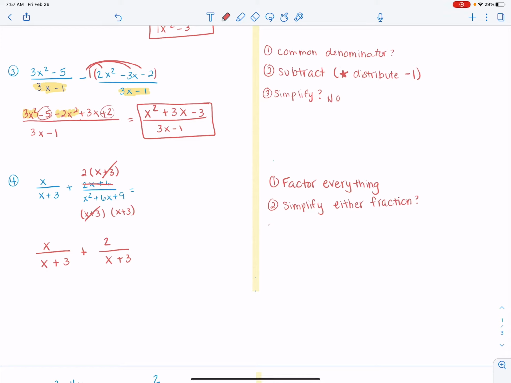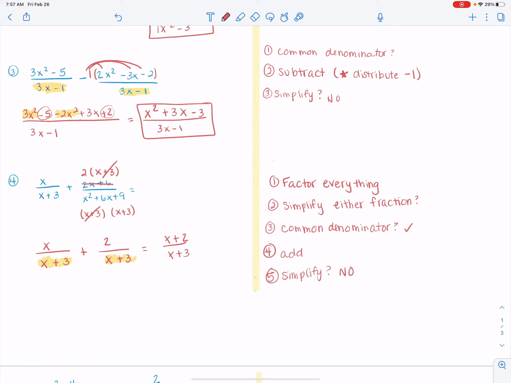Okay, so now that we've done that, now look and see, do you have a common denominator? So if we look at our denominator now, x plus 3, yes we do. So if yes we do, then our next step is to add the fractions. So we're going to say we have the denominator stays, and on top we have x plus 2. Okay, now, always ask yourself in the end, can you simplify further?